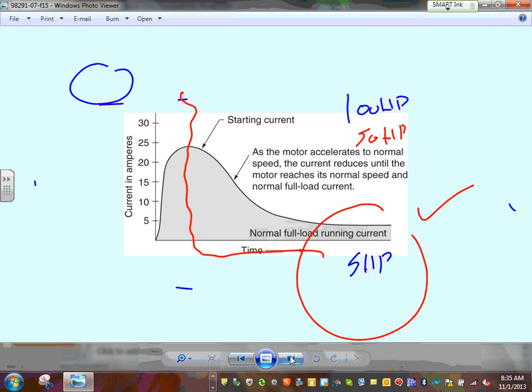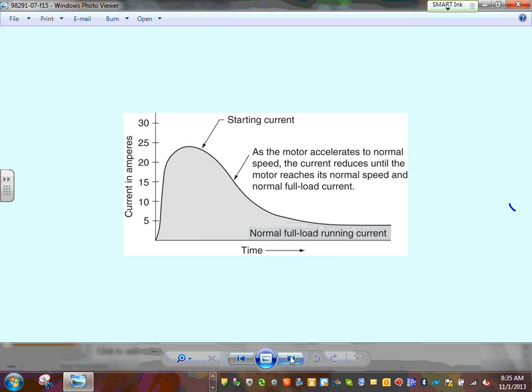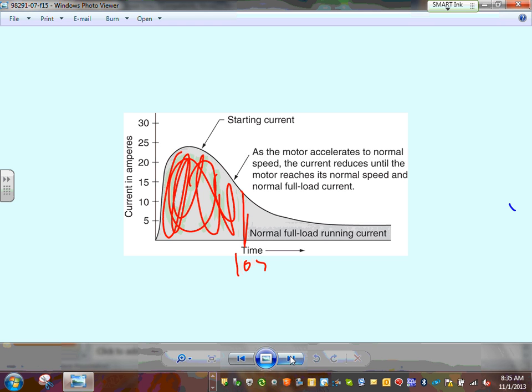Starting current. This is how we represent the start current in the motor, for only 10 seconds. This is the amount of current that the motor is going to suck, and then after that, it will continue. Can you guys see normal operation? That's called the inrush current.